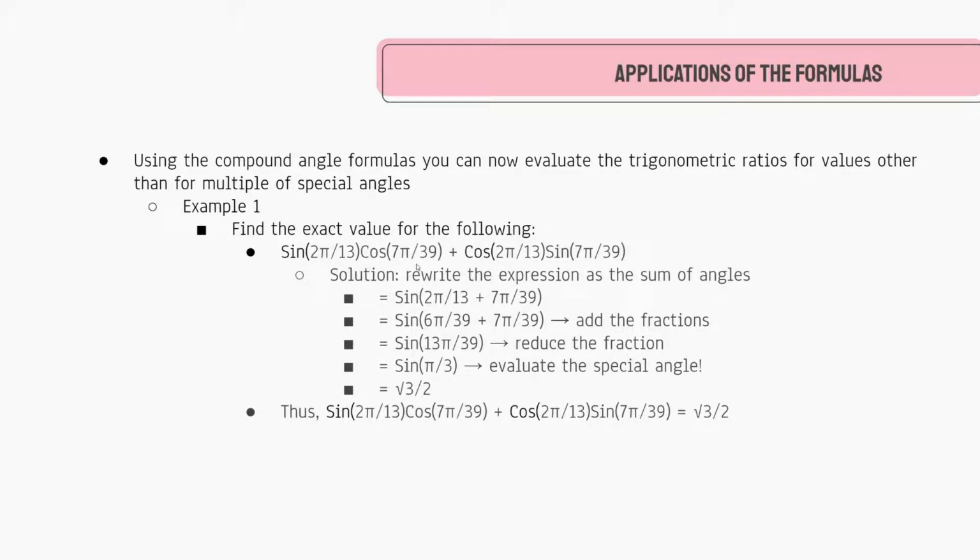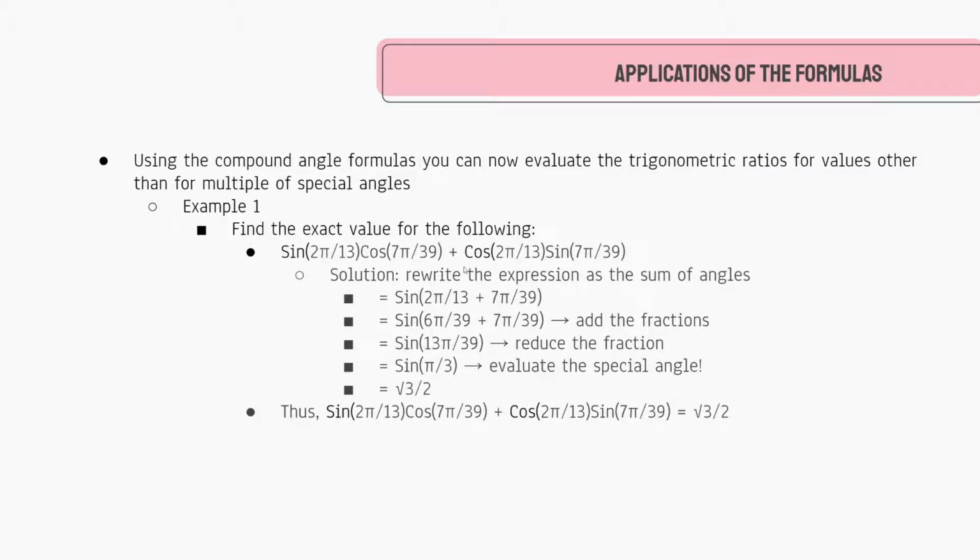This question asks us to find the exact value of the following expression. Sine of 2 pi over 13 cos of 7 pi over 39 plus cos of 2 pi divided by 13 and sine of 7 pi divided by 39. This is a really long boy, and you might be very confused on how to do it. Well, the first tip would be to identify the type of compound formula we're dealing with. So we have a sine and a cosine. Immediately, that should tell us we're dealing with a sine formula.